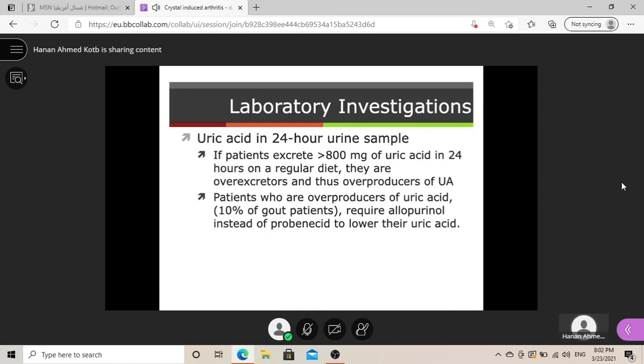لو لقيناها more than 800 milligrams معناها ان الكيدني ديت is completely normal and it is excreting as much as it could, بس this patient is an overproducer. If it's less than 800 milligrams over the 24 hours, معناها ان الكيدنيز are unable to excrete, معنى كده this person is an under excreter ومحتاج ياخد يوروجوزوركس.